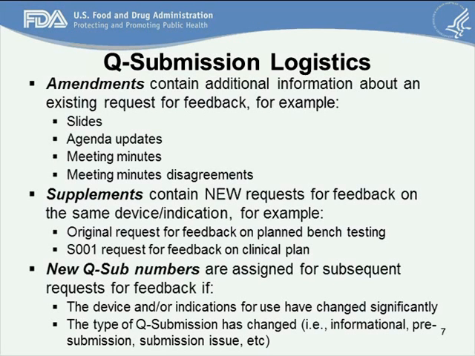It is important to note that if the request for feedback is for a device and indication that has changed significantly from a previous Q submission or is a different type of feedback request, it will be considered a new Q submission and will be assigned a new number.